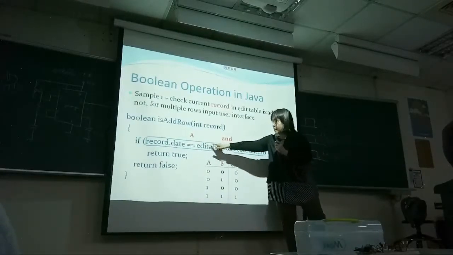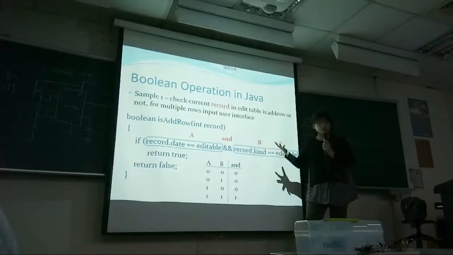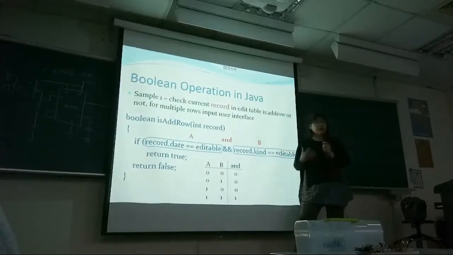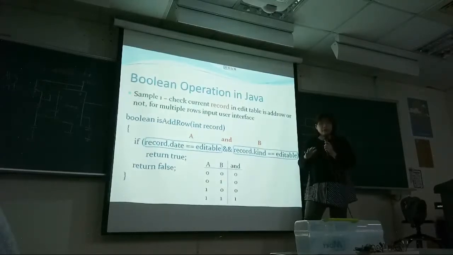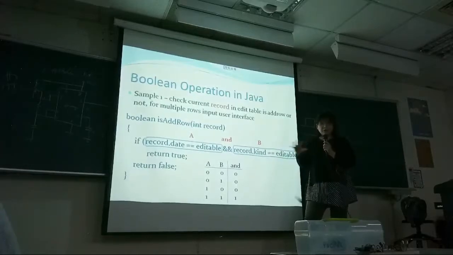This expression and this expression, true and true, is also true, both true. Then you get a result true. Then I can do something. If any one is false, I can't set this row. Okay, it means this is not an add row.